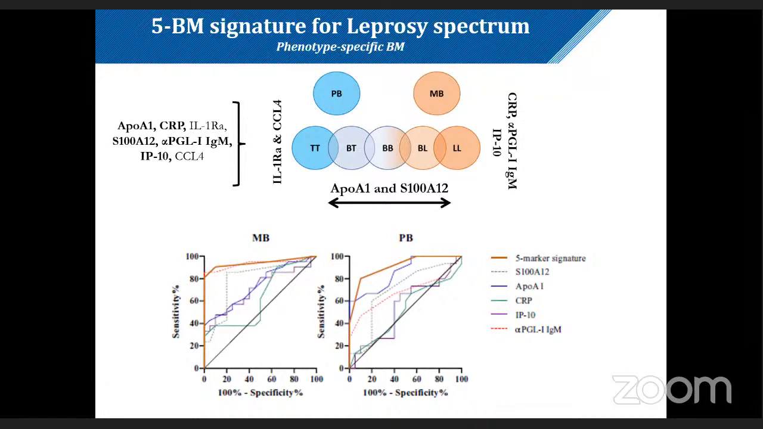For MB disease, anti-PGL1 IgM already has a very high area under the curve. Whereas for PB, APOA1 has the highest area under the curve, but then you have the added value of the other markers.